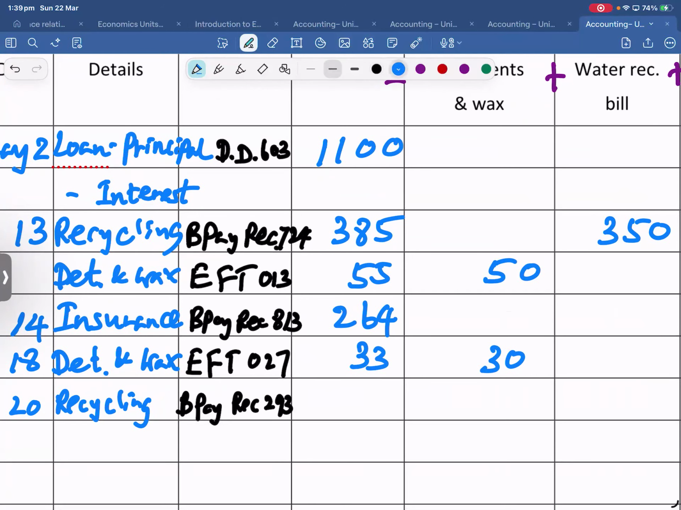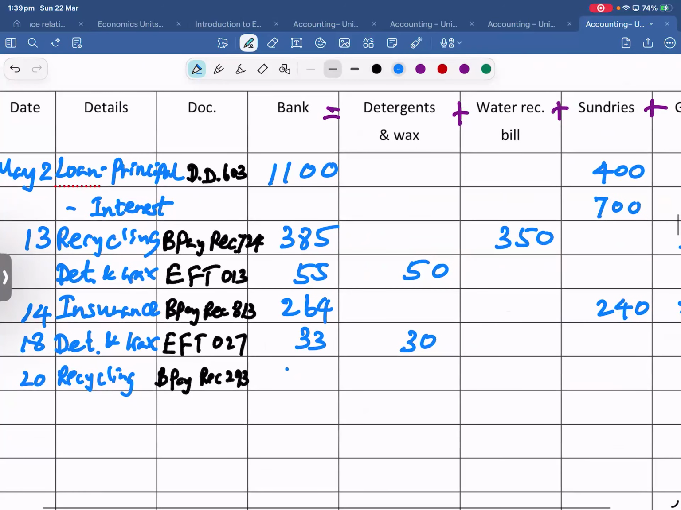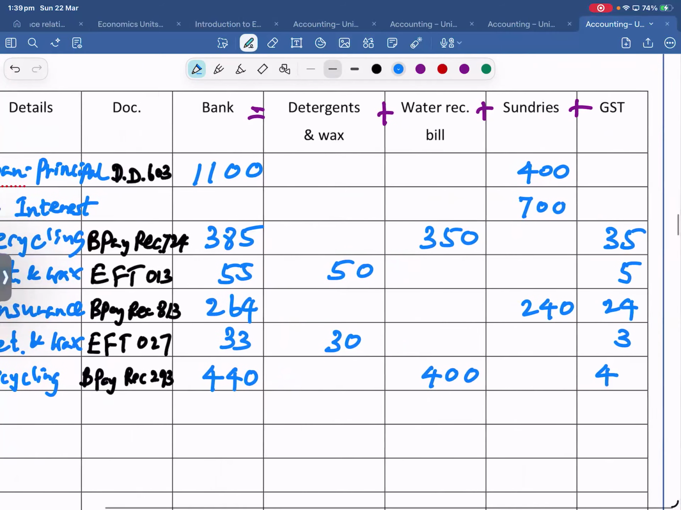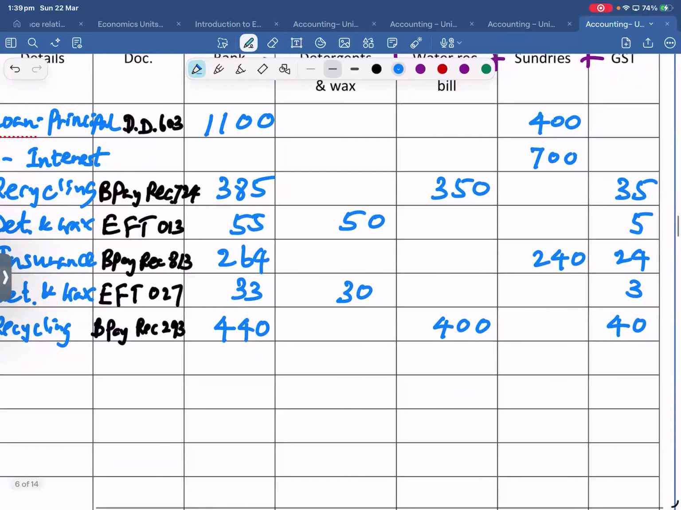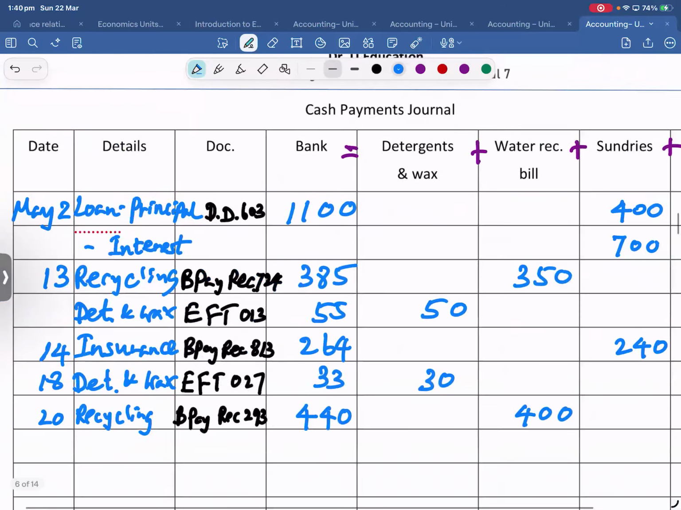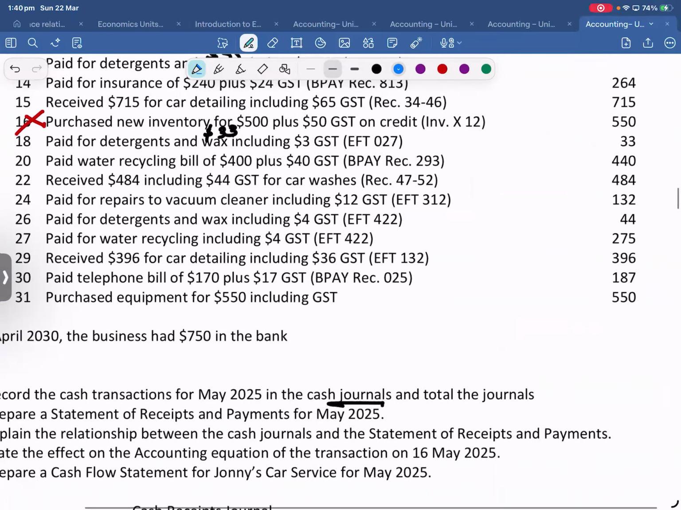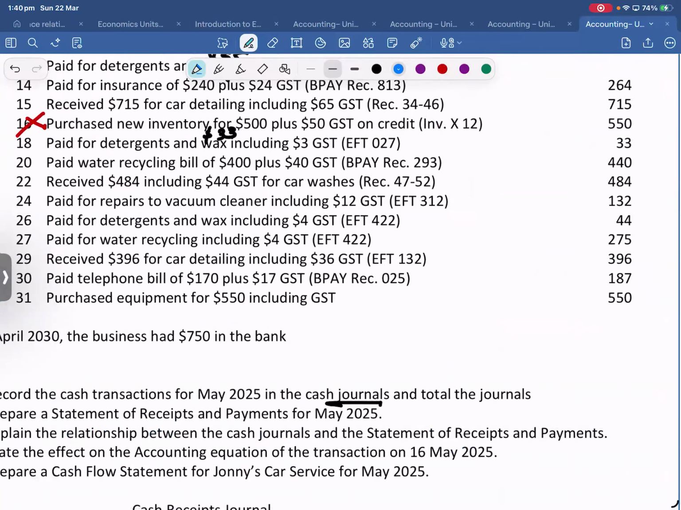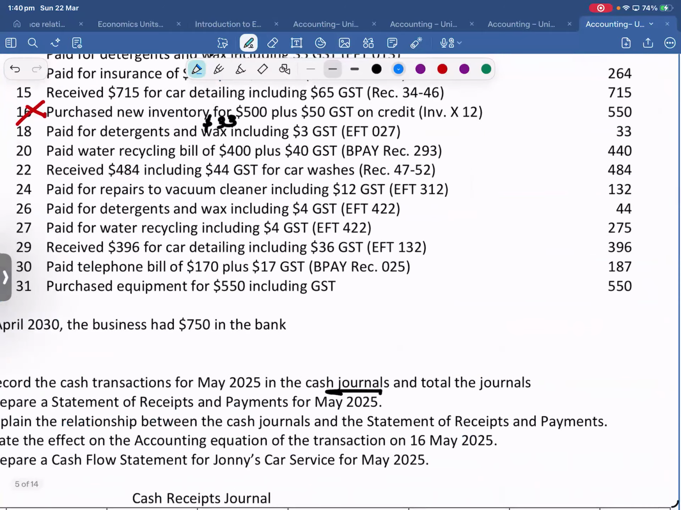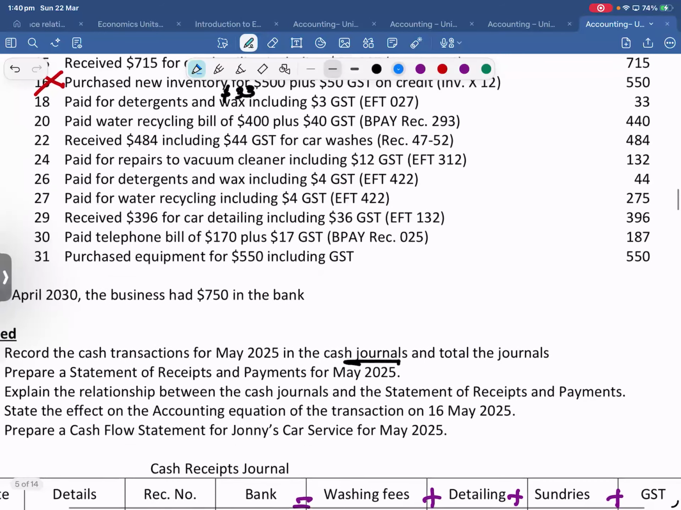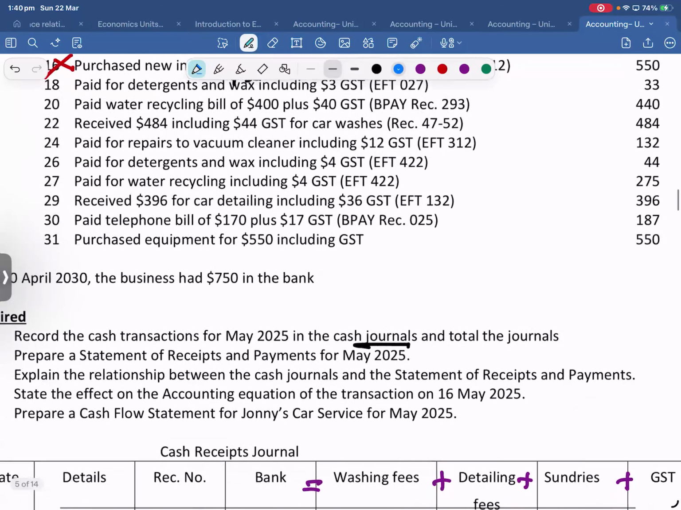And then 440. So water recycling 400 and then GST is 40. Then 22nd received 484 including GST for car washes. Right? Then where do we record? Receipts. Yep. Cash receipts journal. Yep.